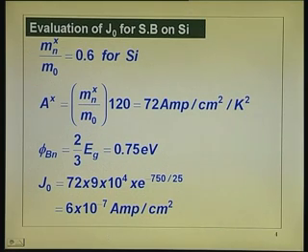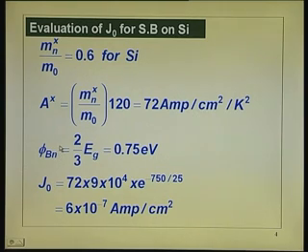Take a look at the silicon Schottky barrier. There the ratio Mn star by M naught is about 0.6. Therefore, the Richardson constant A star turns out to be 0.6 times 120, that is about 72 amperes per centimeter square per Kelvin square.